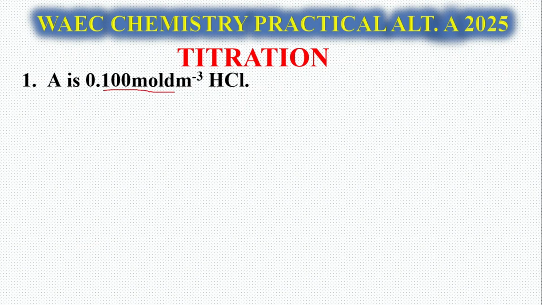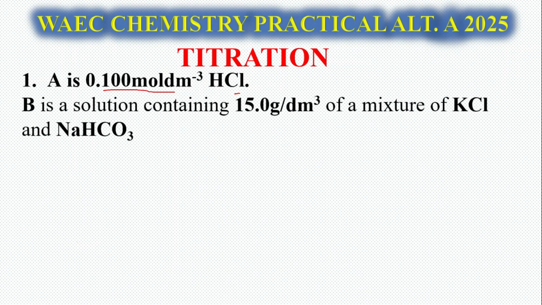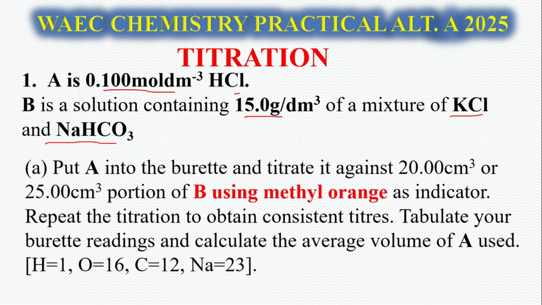0.01 mol per dm³ of hydrochloric acid, while B is a solution containing 15.0 gram per dm³ of a mixture of potassium chloride and sodium hydrogen trioxocarbonate(IV). Put A into the burette and titrate it against 20 cm³ or 25 cm³ portion of B using methyl orange as indicator. This one is specifically indicated in the yellow paper. Repeat the titration to obtain a consistent titre value. Tabulate your burette readings and calculate the average volume of A that you used. So these are the parameters of the expected question on that particular day.